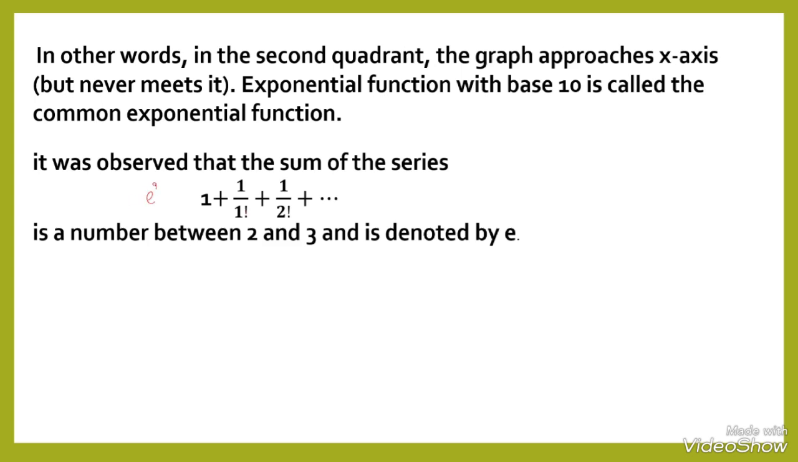Now, it was observed that the sum of the series, the exponential function, can always be expressed as e to the power x. e to the power x is equals to 1 plus 1 by 1 factorial plus 1 by 2 factorial plus 1 by 3 factorial up to so on for 1 by n factorial is a number between 2 and 3, and it is denoted by e only. The value always lies between 2 and 3.